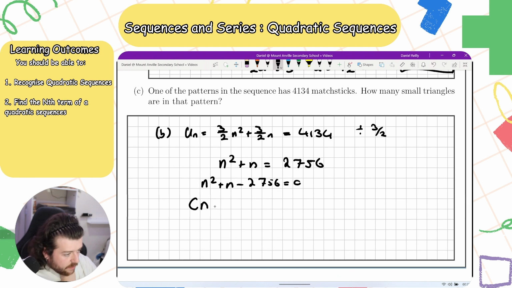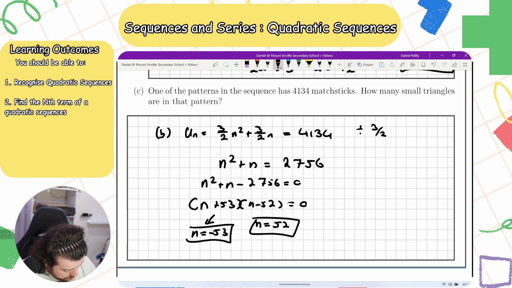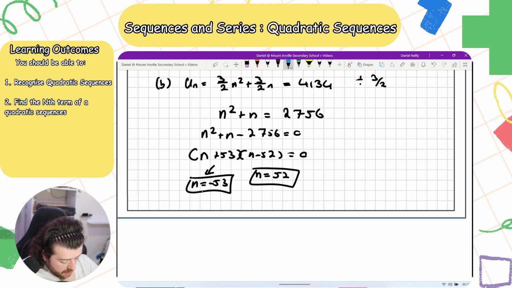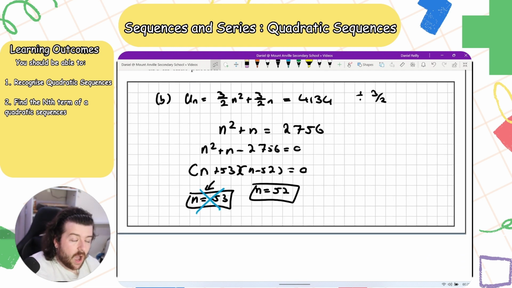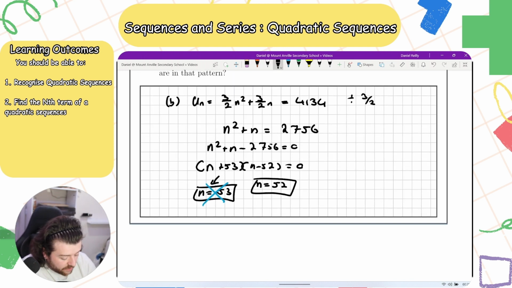I'm going to have a quadratic here. This factors out, so n plus 53, n minus 52 equals 0. So you're going to have n is equal to minus 53, n is equal to 52. I can't have n is minus 53 because it's negative. So the 52nd term has that many matchsticks. But now you need to find out how many triangles are in the 52nd pattern.